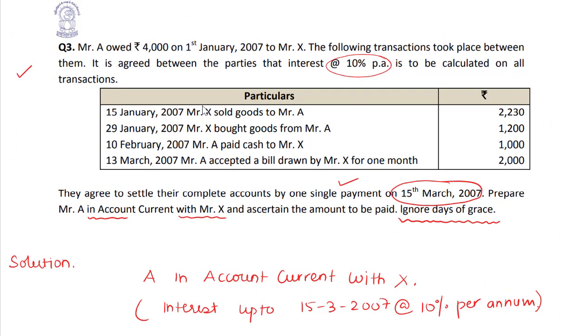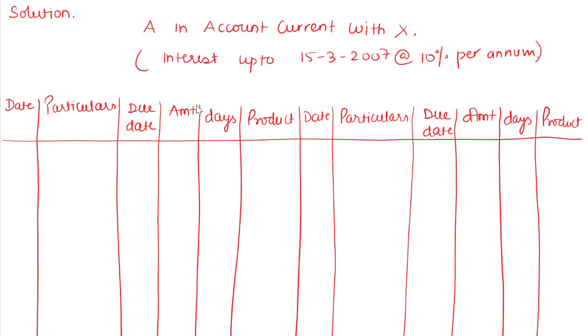A owed 4,000 on 1st January 2007. So 1st January 2007, to balance brought down, amount is 4,000 and due date is 1st January 2007.